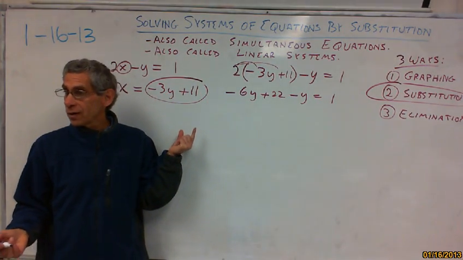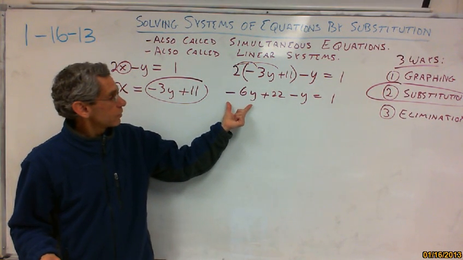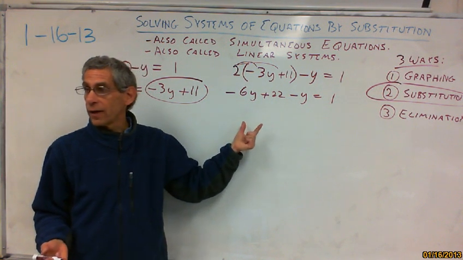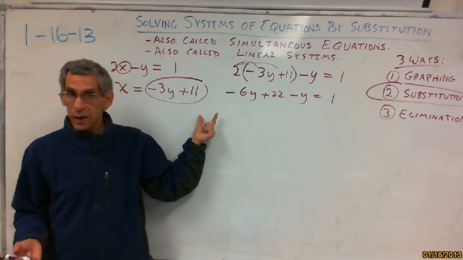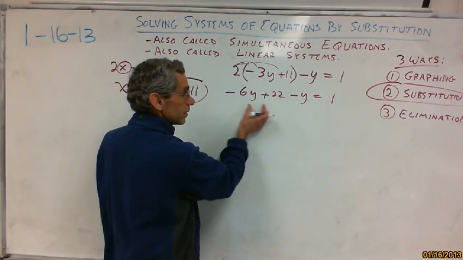Now I'm going to look for common like terms, right? So I've got negative 6y and a negative 1y. How many y's do I have? Negative 7y's, right? See that? They're all on the same side of the equal sign.